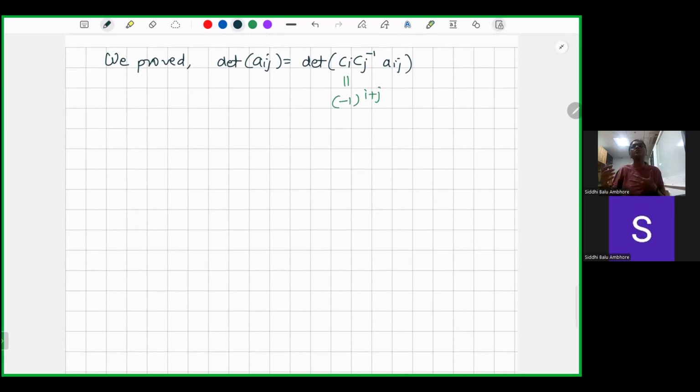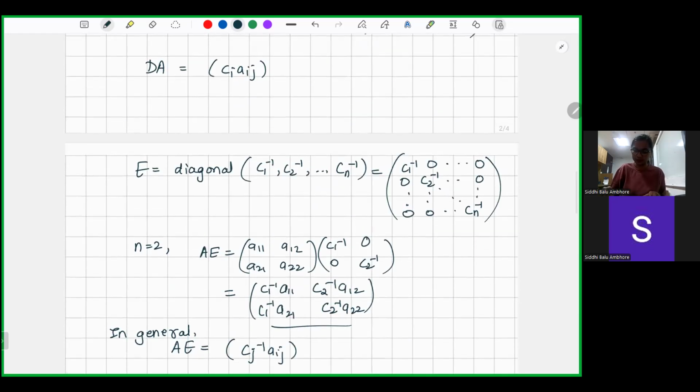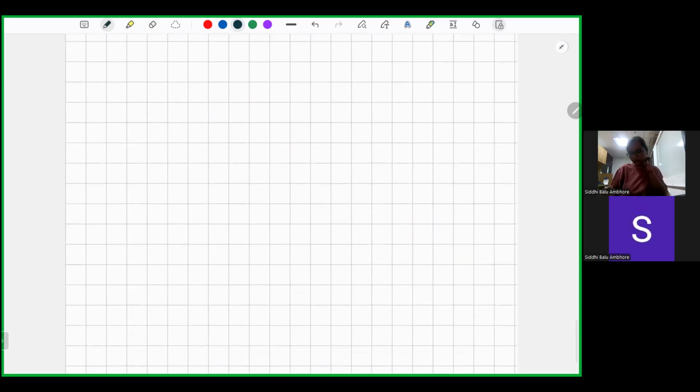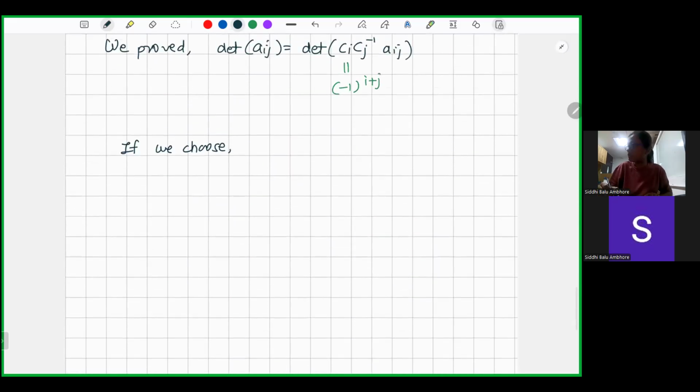We can just simply choose Ci's to be -1 power i. Okay, if we choose Ci to be -1 power i, or let me just choose some other one. Yeah, not Ci. Let me choose some other one. Let us call it Ct is equal to minus 1 power t.